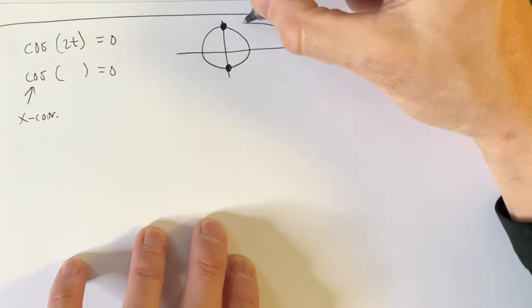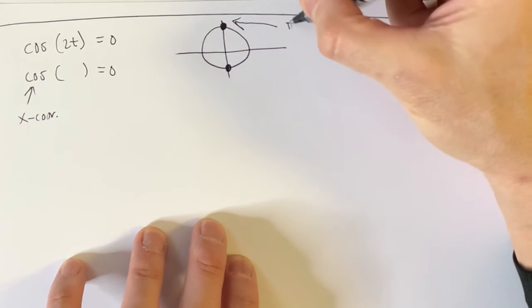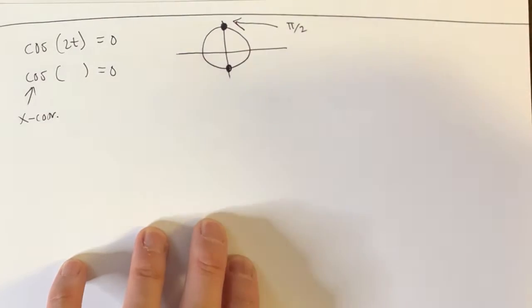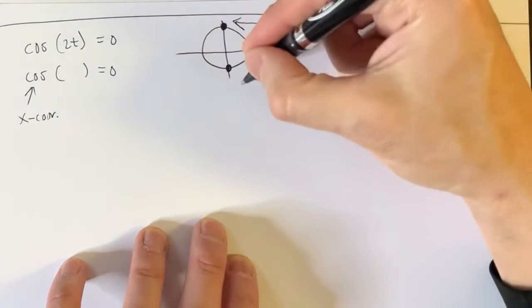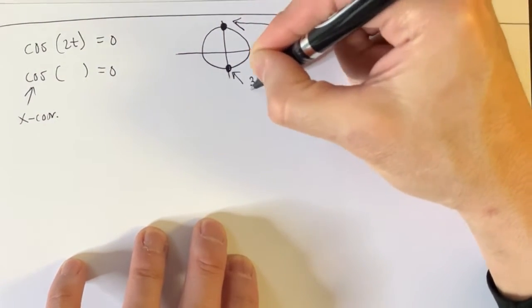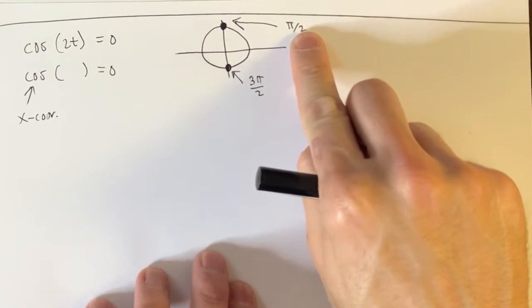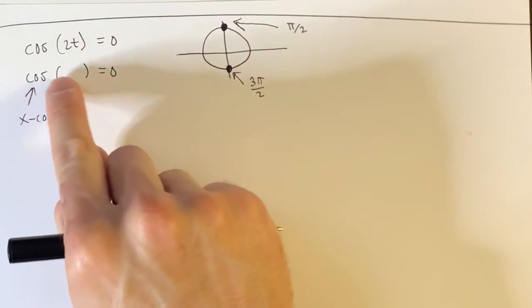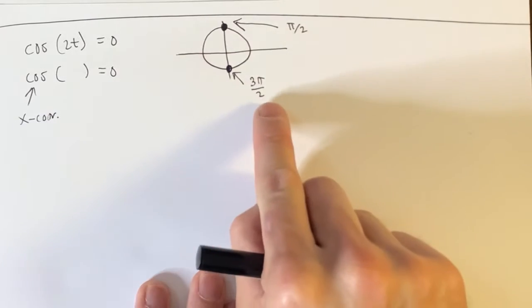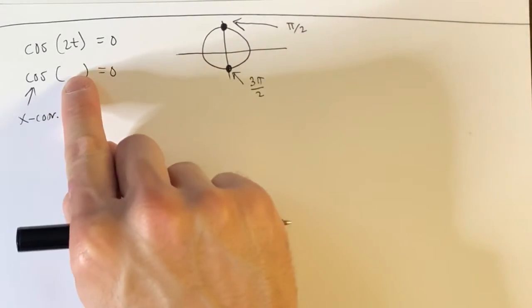But what exactly is the angle there? That angle is pi over 2. If you open up your pre-calc book, that's pi over 2, and that's 3 pi over 2. So if I take pi over 2 and plug it in there, cosine of pi over 2 is 0. Or I can take 3 pi over 2, plug it in there, and it's going to be 0.